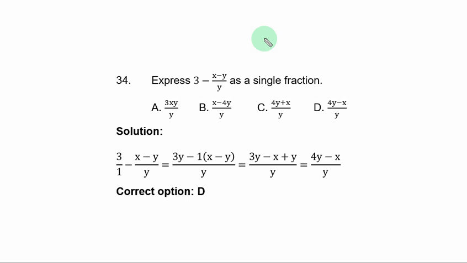Question 34. Express 3 minus s minus y over y as a single fraction. You can write this 3 as over 1 to have a balanced fraction. The LCM is y. If you divide y by 1, you have y times 3, you have 3y. Now followed by minus. If you divide y by y, you have 1.